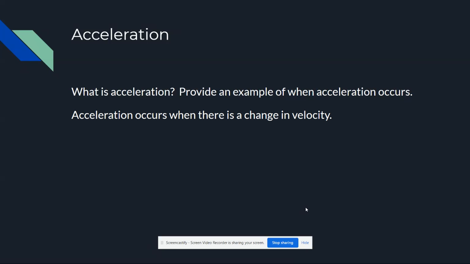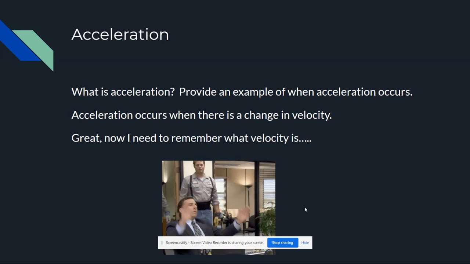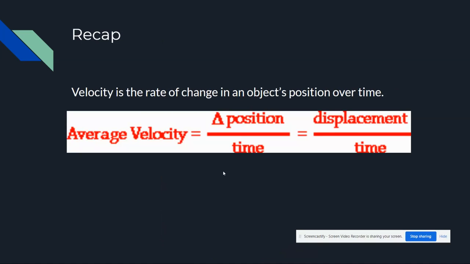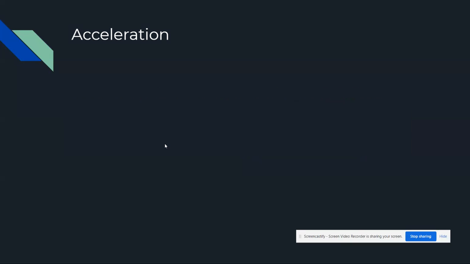Acceleration occurs when there is a change in velocity. Now I have to remember what velocity is. Velocity is the rate at which an object changes its position over time. We talked about it with distance, how much distance it gains over time. So acceleration is when this number changes, when the velocity changes.